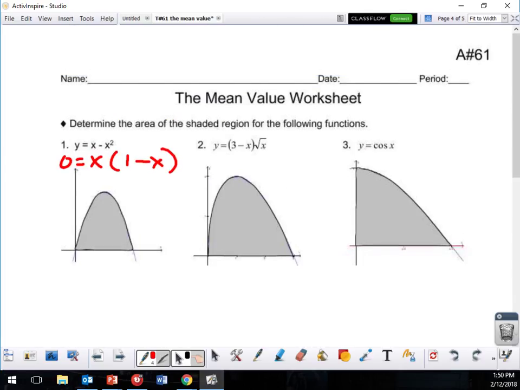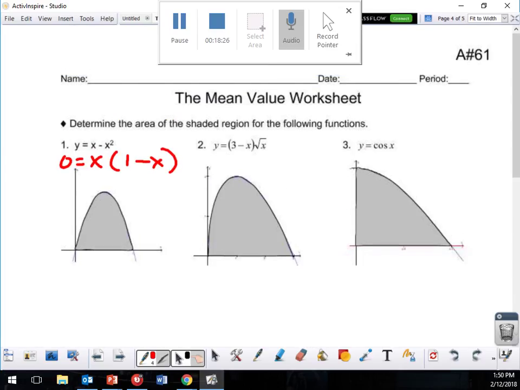You like that size 4 font? Size 4 font? Yeah, yep. No.